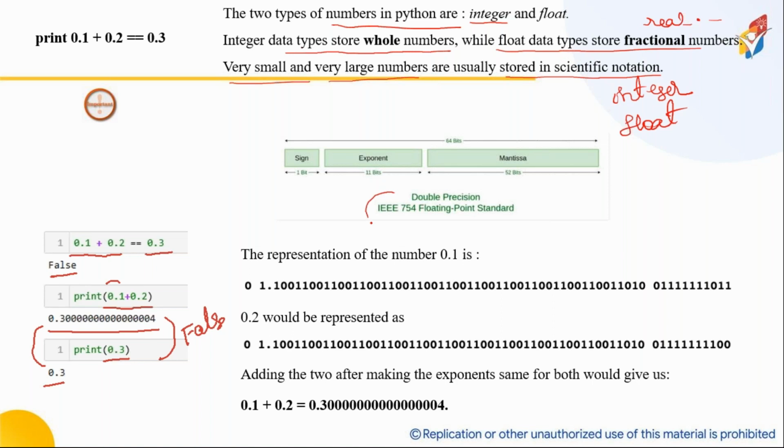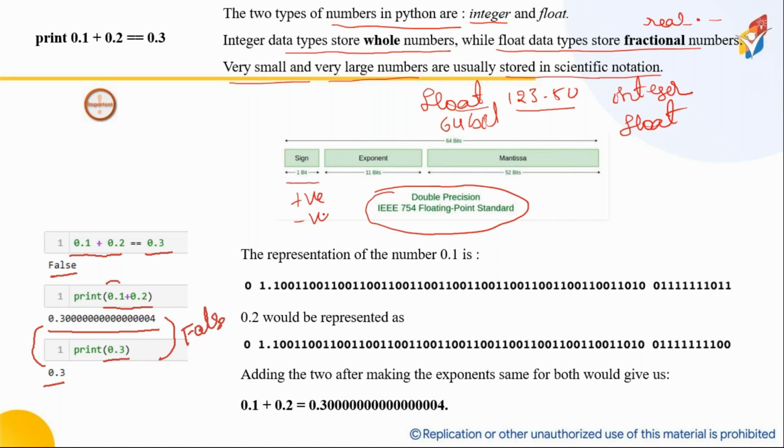According to the IEEE 754 standard, any float number, that means some number like 123.50, which is a real number, also called float, will be represented with 64 bits. Now look here. The first bit is called the sign bit, meaning whether it is positive or negative. The next 11 bits are used for exponent bits. The next 52 bits are used for mantissa.